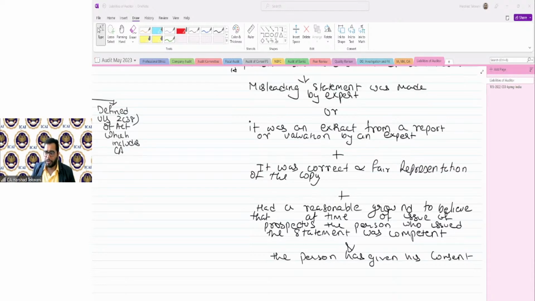Then we will be covering professional misconduct under the second schedule of the Chartered Accountants Act. There are clauses 5 to 8. I will be covering that also in a glimpse, as we have already discussed that.